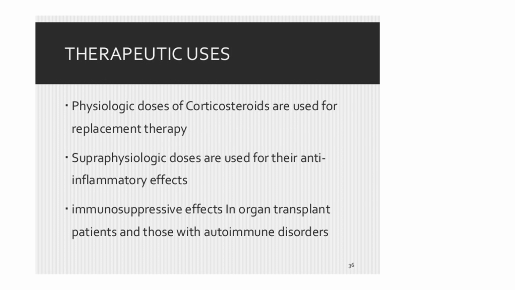Therapeutic uses. What are the uses of glucocorticoids? Now, physiological doses of corticoids are used for replacement therapy. Wherever there is a deficiency of hormones, we give replacement therapy. Supraphysiological doses are used for their anti-inflammatory actions and immunosuppressive effects in organ transplant patients and those with autoimmune disorders.